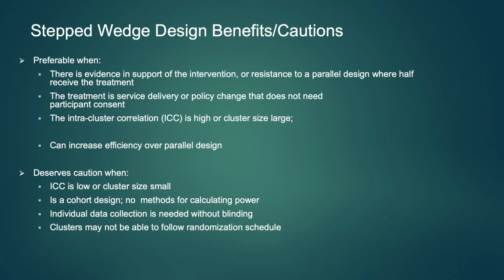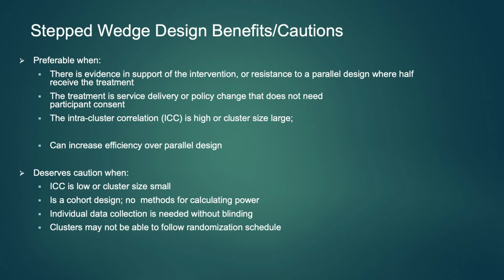Some designs and benefits are that there's evidence in support of the intervention or resistance to parallel design. Like I mentioned, Stepped-Wedge design can be really useful. If the treatment is a service delivery or policy change, it doesn't necessarily require consent, but it's a naturalistic observational study. It's going to roll out as a service. But if you can work with a service system, work with organizations to say, well, we'll start these units first, these units second, et cetera, and you roll out. And this can increase efficiency over a parallel or a cluster randomized trial design.